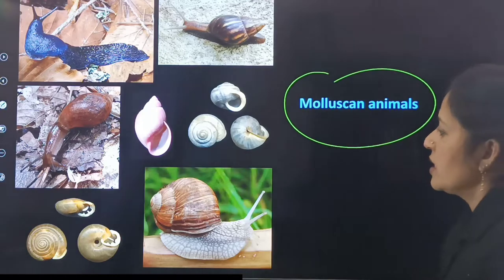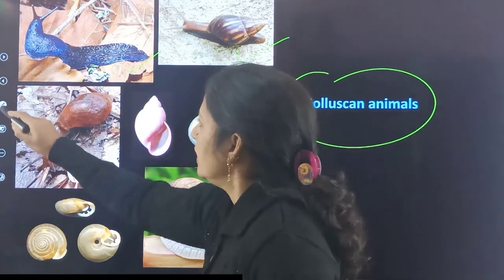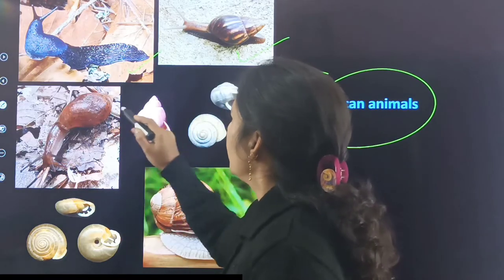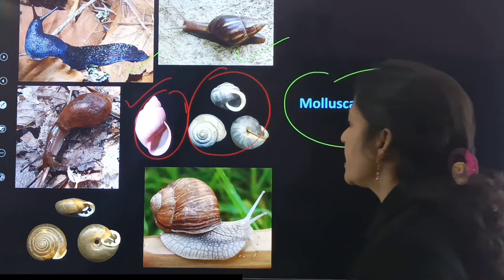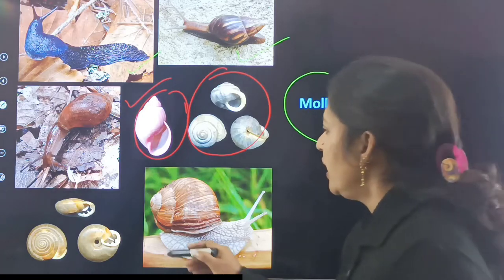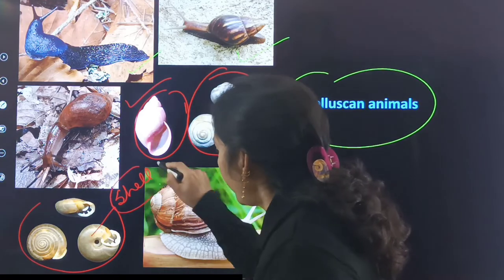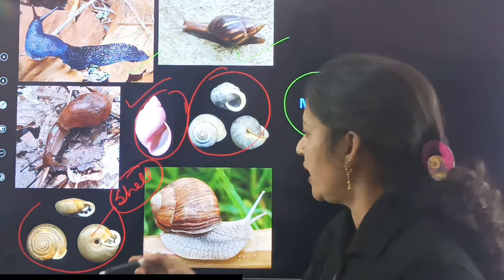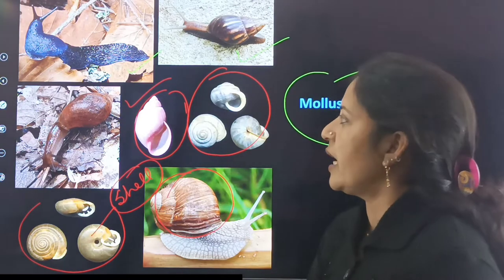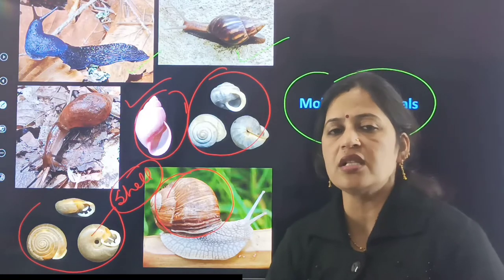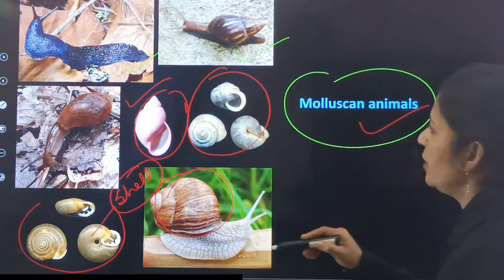These are the various types of molluscan animals. Here the body is covered by a shell, and the shell may be either external or internal. All these are examples of molluscan animals.